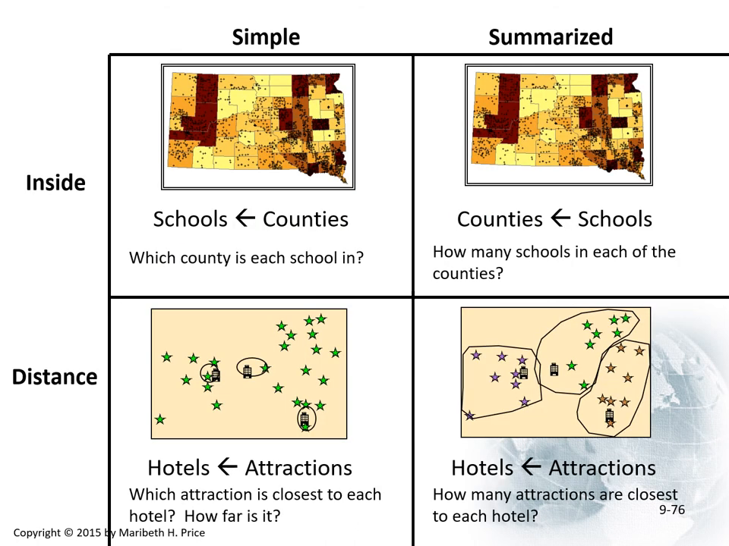Look at the types of spatial joins. This nice little Venn sort of, not a Venn diagram, I don't know what you call it here, a box maybe. We either have inside joins or distance joins. Inside joins mean this is inside that, pretty easy. Distance joins means this is close to that, pretty easy. We can have simple, which is that one-to-one sort of interaction, or we can have summarized, where we have to take multiple entities that exist and summarize that into a single entry to then pair up with the other single entry.